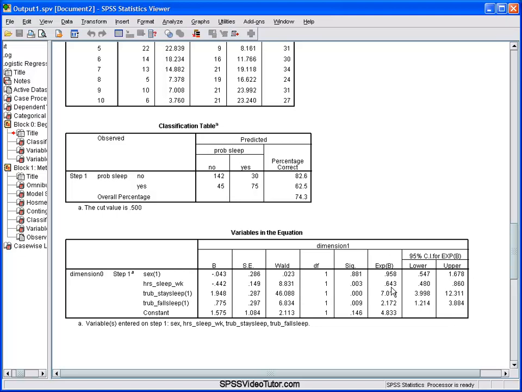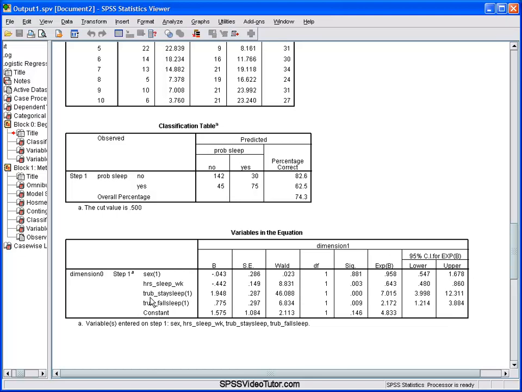Now, if we go to trouble staying asleep, that is a dichotomous variable. So 0 was coded as no problem staying asleep, and 1 was coded as problem staying asleep. So since the unit change is 1, then we speak in terms of people with problems staying asleep. So the way that you would interpret this is as follows. People who have problems staying asleep are 7 times more likely to report that they have a sleep problem than those who do not report problems staying asleep.